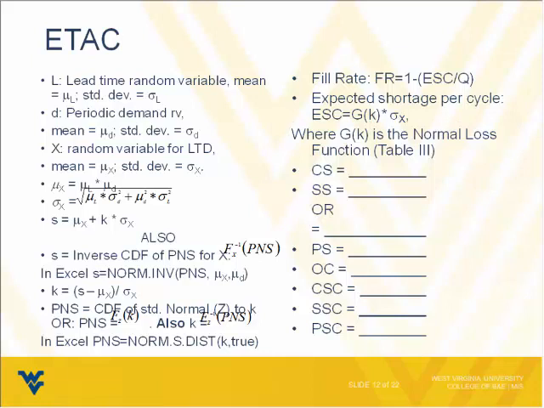Now, we can also use a fill rate model, and your fill rate is equal to 1 minus your expected shorts per cycle over Q. So what is your expected shorts per cycle? We've already seen that last quarter, last semester. Your expected shorts per cycle is your normal loss function, which we will see how to find out. Your G(k) times your standard deviation of your lead time demand. And I've given you the normal loss function table in your notes. It's table 3 of your notes. And we'll do a couple of examples so you can see how to use them. So let's look at how we can calculate each one of these things.